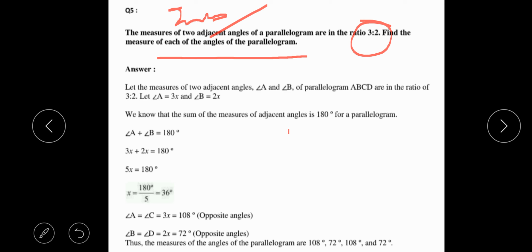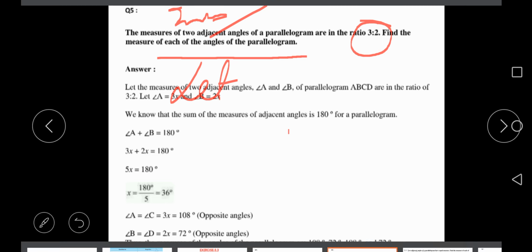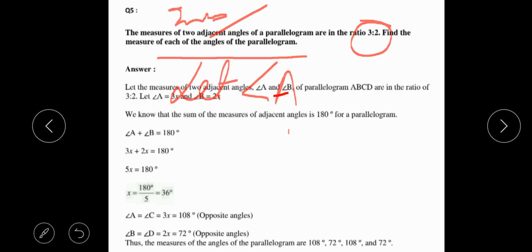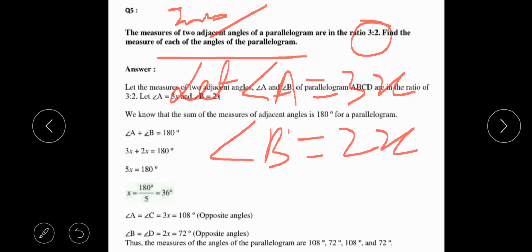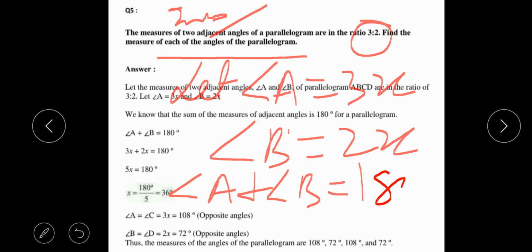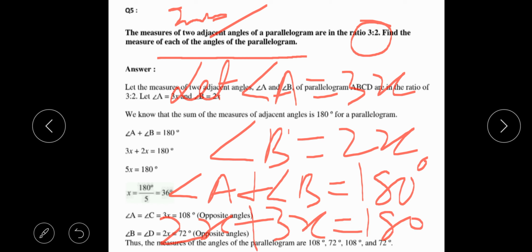So what we have to do: firstly, let angle A be equal to 3x and angle B be equal to 2x. Now as we know the adjacent angle property, angle A plus angle B should be equal to 180 degrees. Now put in these values, and you will get 2x plus 3x is equal to 180 degrees.